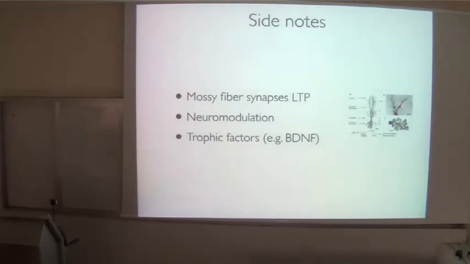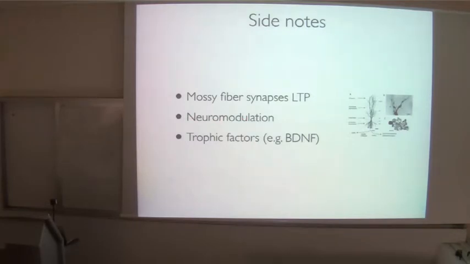Of course we haven't talked about other types of synapses. You remember I told you there are these massive synapses which are called multi-fiber synapses on CA3 pyramidal cells. I skipped that. These are interesting synapses in themselves. We also haven't talked about neuromodulation.